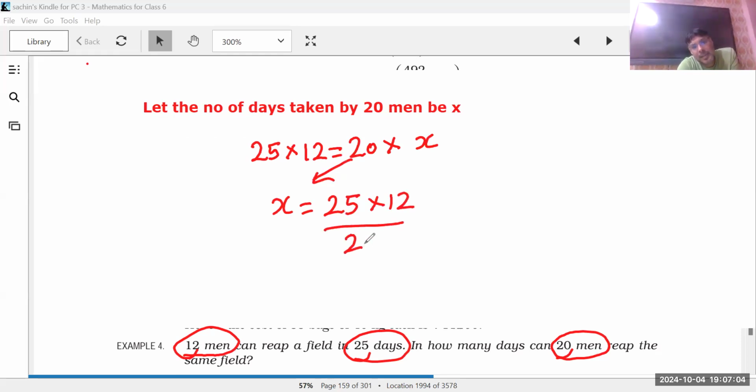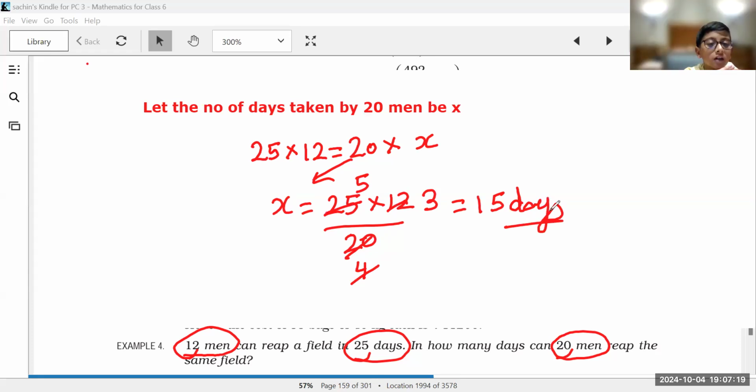Are you looking at the screen? Yes. So 4 fives are 20, 5 fours are 20, and then 3, and I will get 15 days. Now ask if you have any doubt.